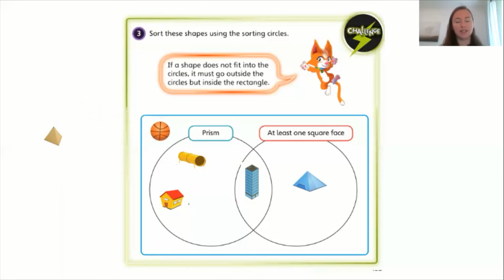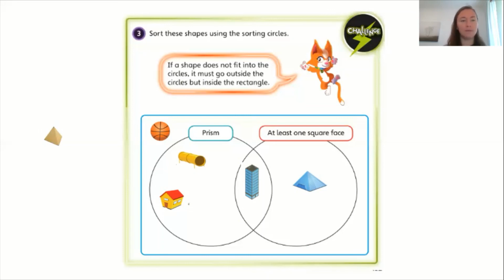Next, the sphere, the ball. This isn't a prism because although if I cut it through the middle, I would end up with a circular face on either end, there are no other circular faces on this shape. It is curved all the way around, so it doesn't have any square faces and it doesn't in fact have any flat faces at all.